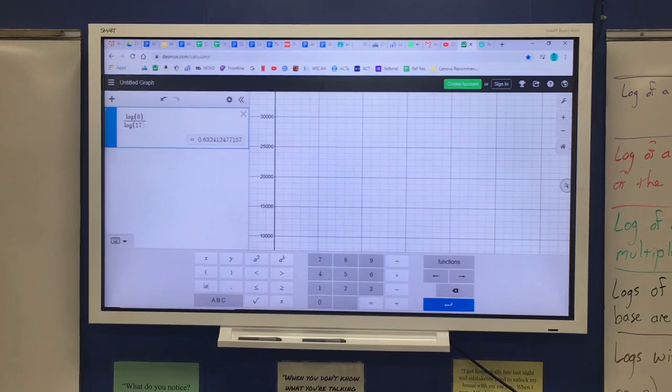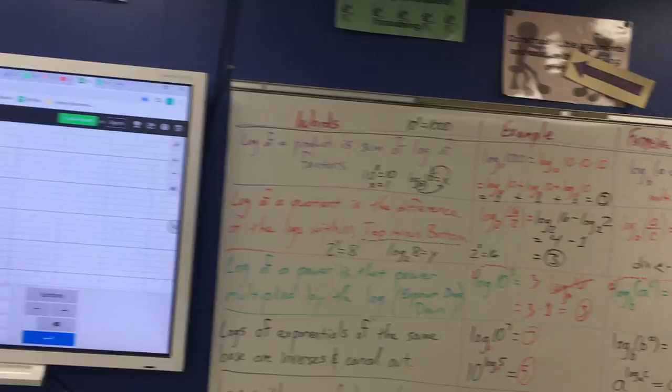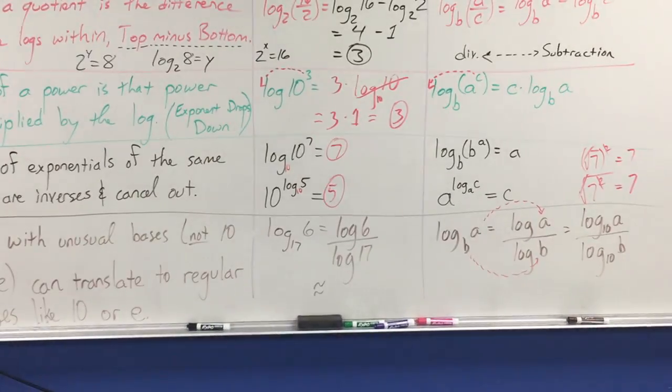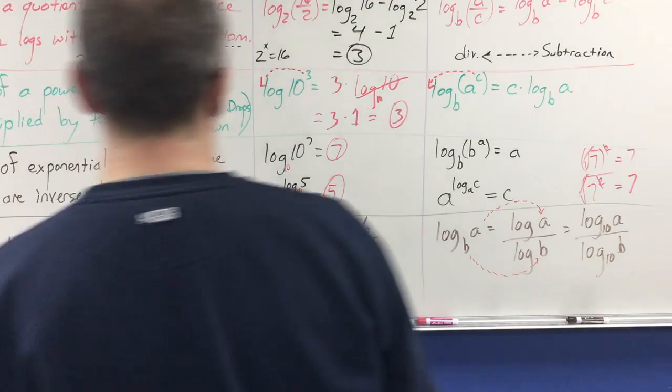So you can just, instead of worrying about what the graph would be, you could just type in something that you have to figure out, right in Desmos, and you are golden. So now I can write that down in my little example here, 0.632.